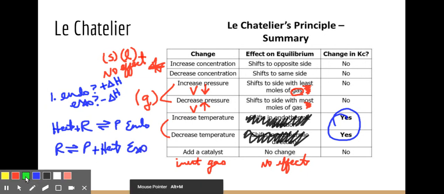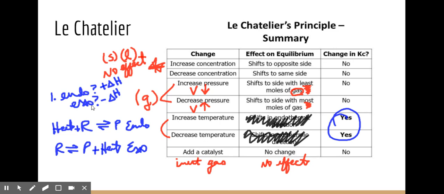Well, now that we know whether or not the reaction is endo or exo, I apply that temperature change just like I do the concentration change to the heat. So if I increase temperature, boom, that increases for endothermic. If I were to decrease temperature, then my heat would decrease there. And then I shift according to the effect on equilibrium for concentrations. So if I increase heat, I shift away. If I were to decrease my temperature, decrease heat, then I would shift towards that decrease.